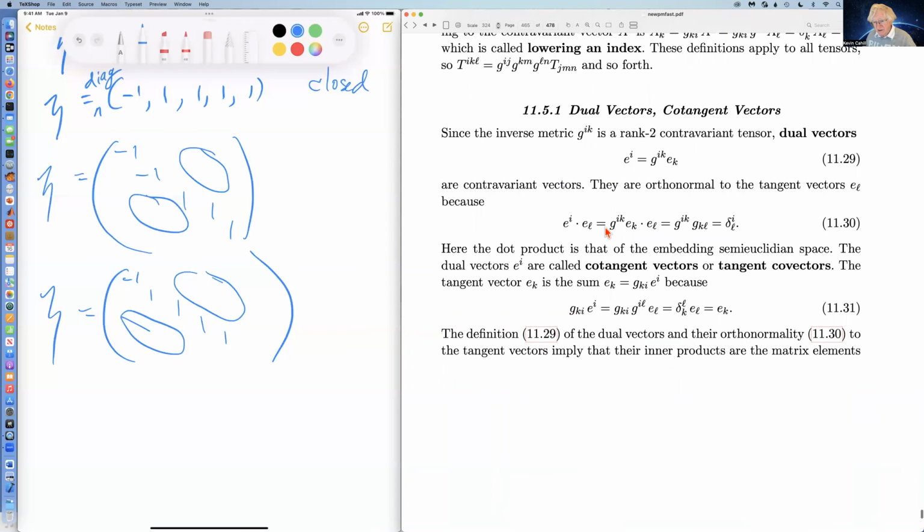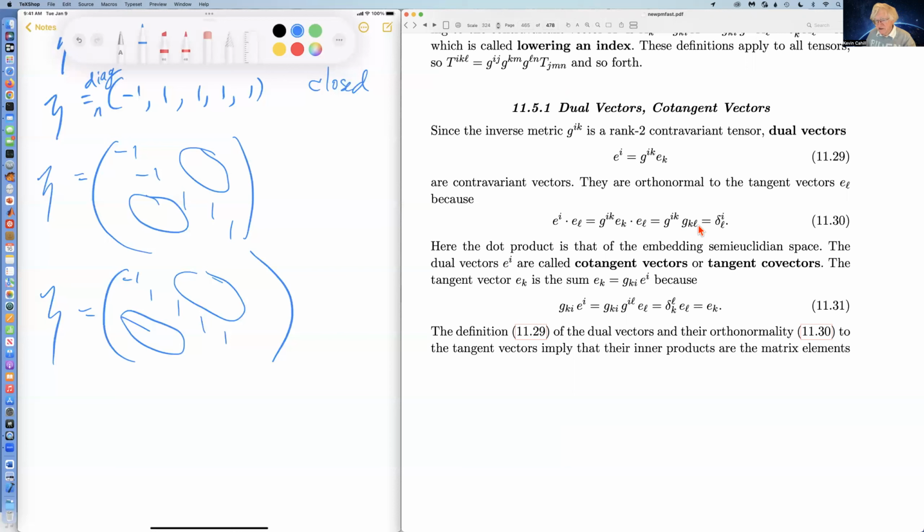And the reason is that the cotangent vector, E upper I, is G upper I K E K, and that's dotted into E L. But the E K dot E L is G K L, and this sum is, since G upper I K is the inverse matrix, the product of these two matrices gives you the diagonal matrix in four-dimensional space, the four-dimensional unit matrix, and consequently, we can say that E upper I dot E lower L is 0 if I is not equal to L, and it's 1 if I is equal to L.